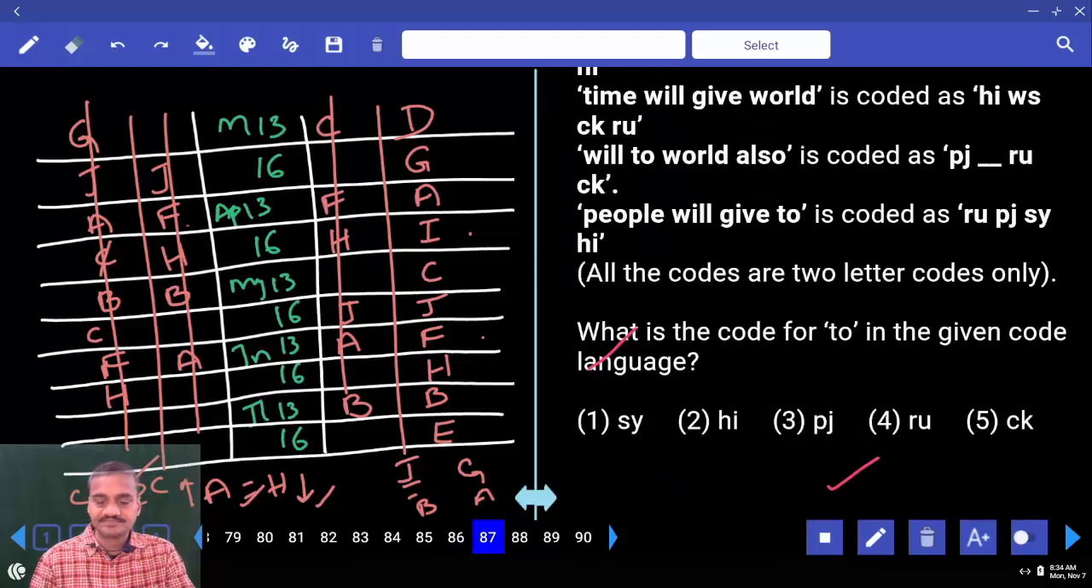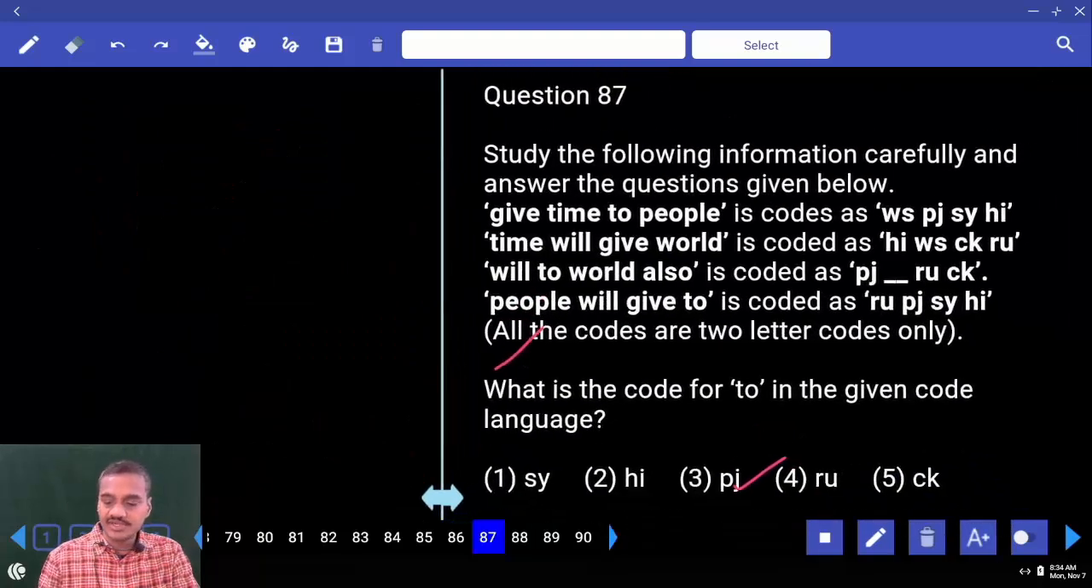Then 87. Now in this 87, it is based on coding and decoding. Now coding and decoding, and the previous set.